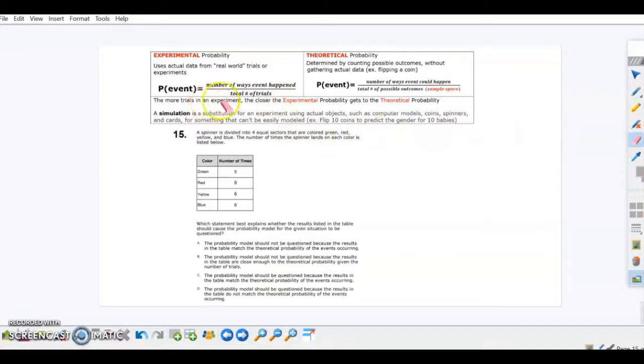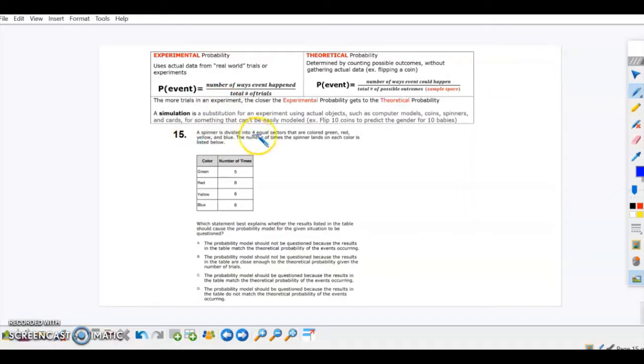And in a simulation or in an experiment, the more trials there are, the closer the experimental probability gets to the theoretical probability. So, a spinner is divided into 4 equal sections, green, red, yellow, and blue. This shows the number of times the spinner lands on each section. So in the table are the results from the experiment.